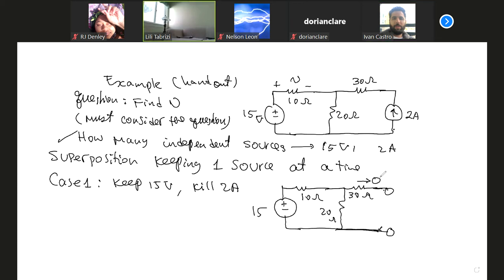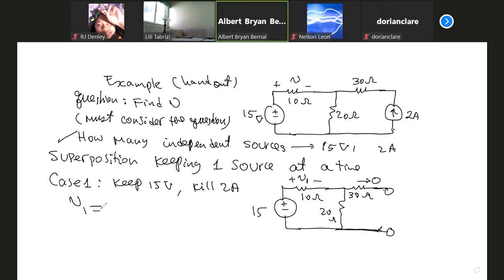Okay, let's go to Bernal. I'm here. Okay, for superposition, you keep only one source. You kill voltage source, which is a short circuit; current source is an open circuit. Then you put the quantity in question back only for this case. Okay, based on your basic circuit analysis knowledge back to chapter 2, what is V1? Wouldn't it be 15 minus V1 over 10? Oh no. That would be 15.